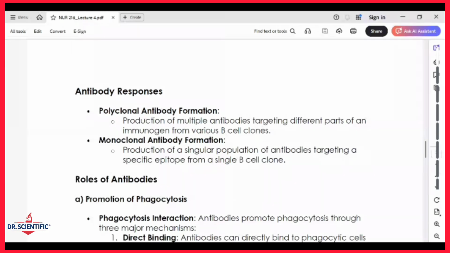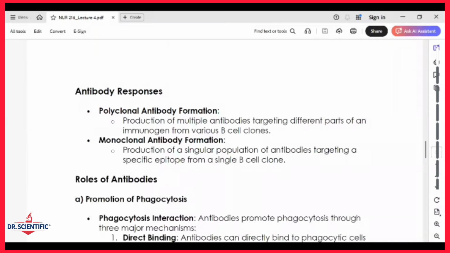And these are either polyclonal or monoclonal. We talk about polyclonal antibodies because these are multiple antibodies targeting different parts of an immunogen. Okay? They are targeting different parts of an antigen, very many different parts, so they are referred to as polyclonal.